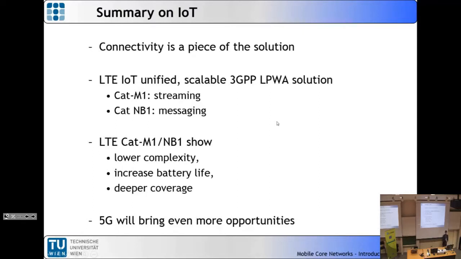What it can show, but I mean this is by definition, is that you have a low complexity. Well, you sacrifice a lot of bandwidth. You sacrifice that you are full duplex. You're just half duplex. You sacrifice that you can use higher order modulation schemes. And you then have the long sleeping times, which obviously will lead to a higher battery life in that case.